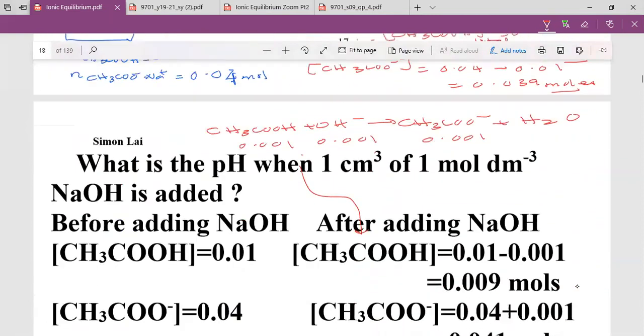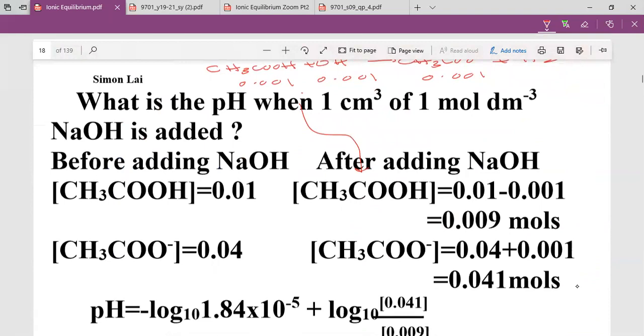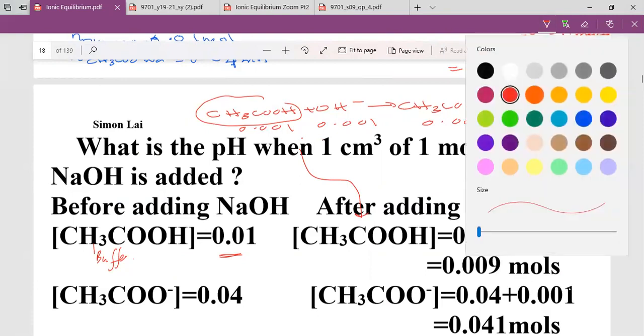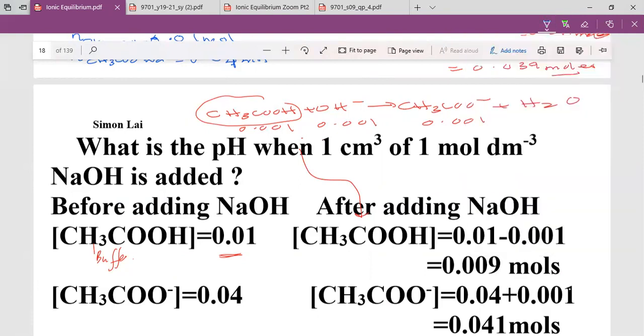How about if you add alkali inside here? Same thing. Remember, when you add alkali inside there, who will come to the rescue? Your acid. How much was the acid in the buffer? It is 0.01. Remember, this was the original. I put a blue color here. The original one, of course, is 0.01. So you add from the 1 cm cube, 0.001.